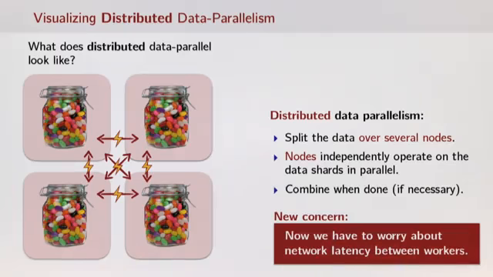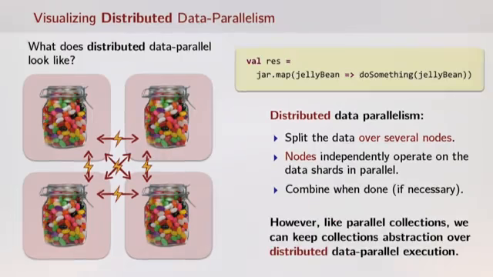However, just like in parallel collections, we can still keep the same familiar collections abstraction over our distributed data parallel execution. So just like before, we can have code that looks just like this. In this case, a jar can be one of these distributed collections in Spark, and yet we have this wonderful collections API that looks just like Scala collections over top of this distributed data parallel execution. So this model in general fits very nicely underneath this collections abstraction is the key takeaway here.